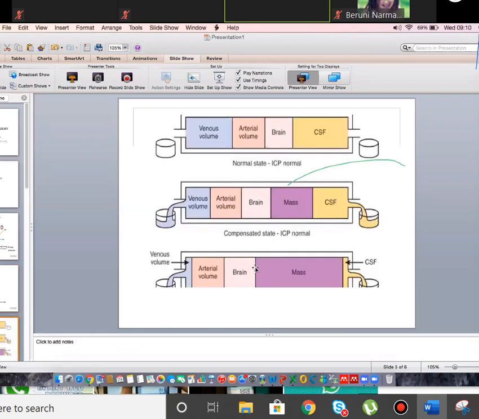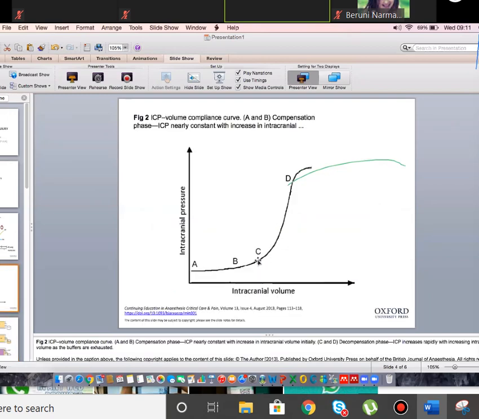There's a certain mass, venous volume and CSF, that reaches a maximum level which the body can compensate. After that, up to point C, or B to C, there's a little increase in intracranial pressure. The body, however, tries to maintain the intracranial pressure at a constant value. But after C, there's a dramatic increase because the compensatory mechanisms are overwhelmed.